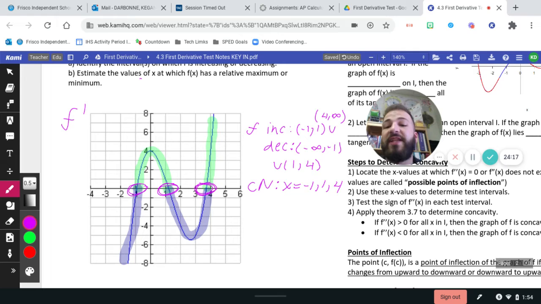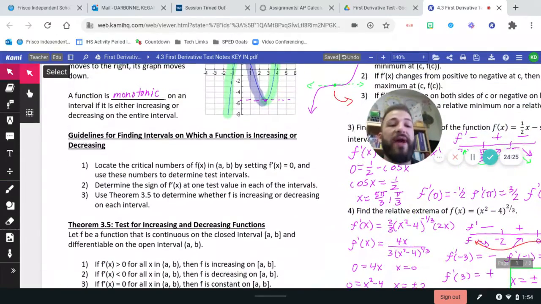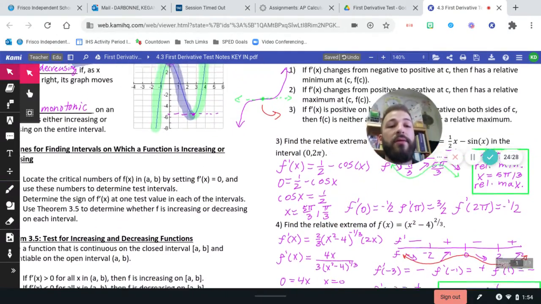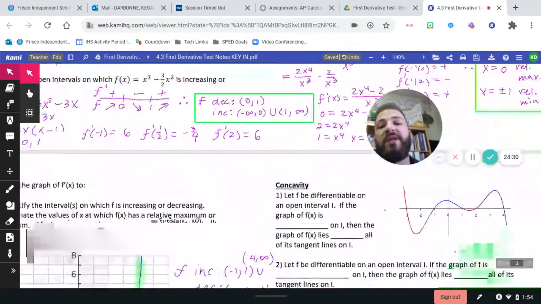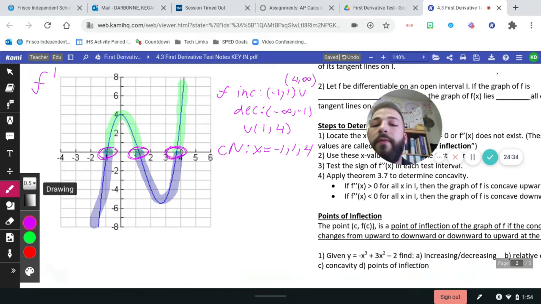And now let's classify them. At negative 1 and at 4, we're going from negative to positive. So remember, going from negative to positive, going back to our theorems, is a relative minimum. So both negative 1 and 4 would be relative minimums.